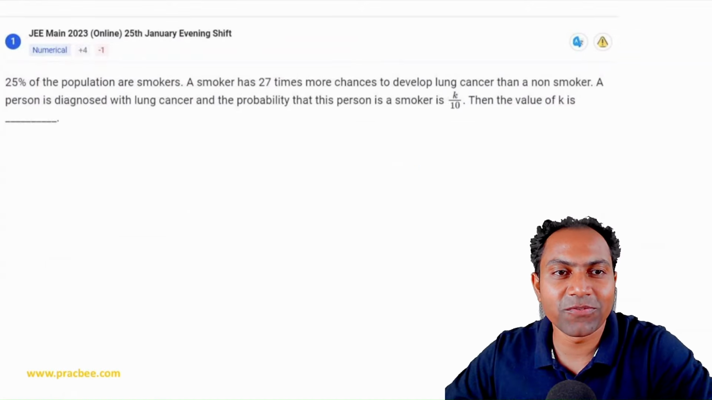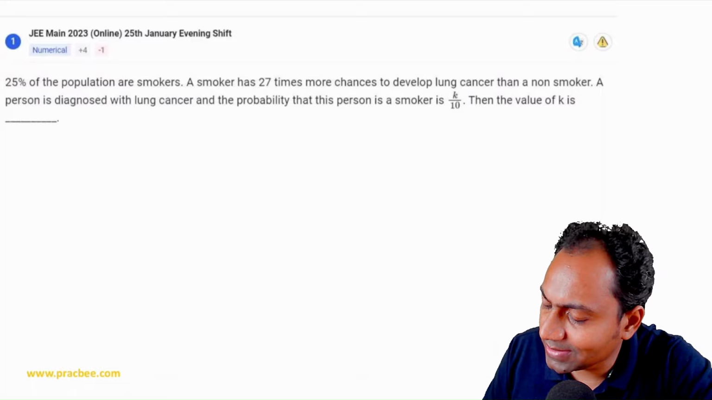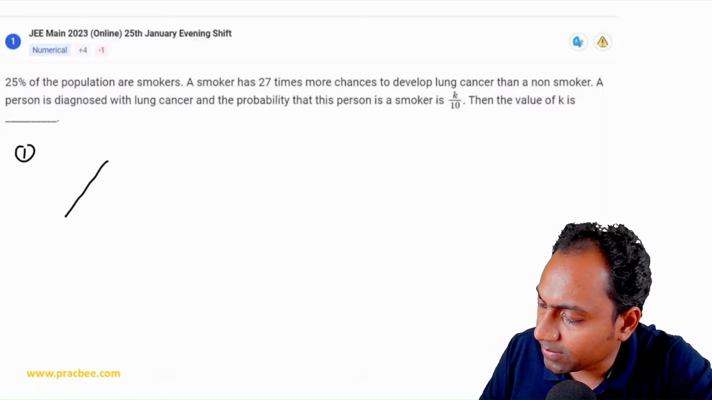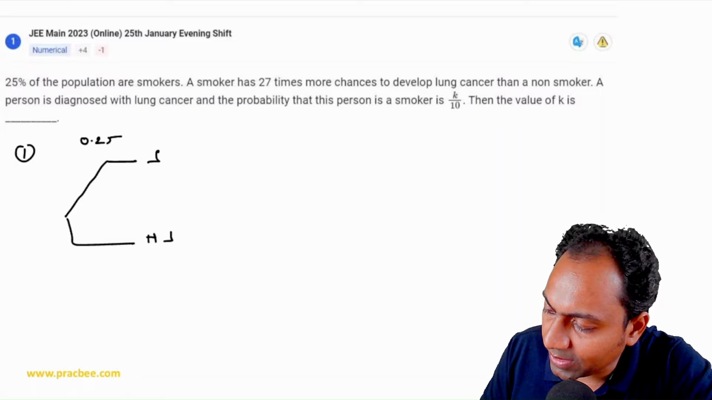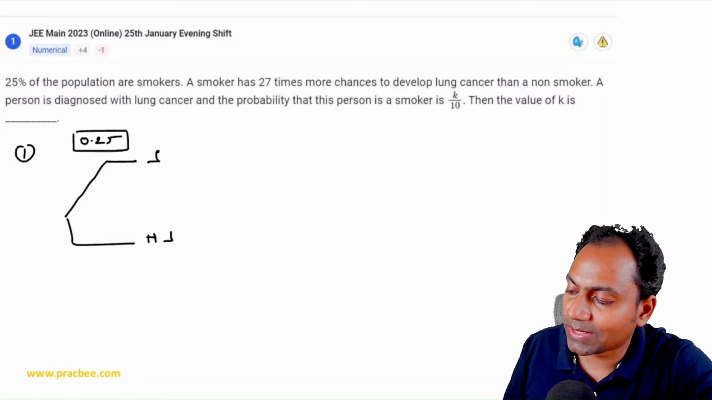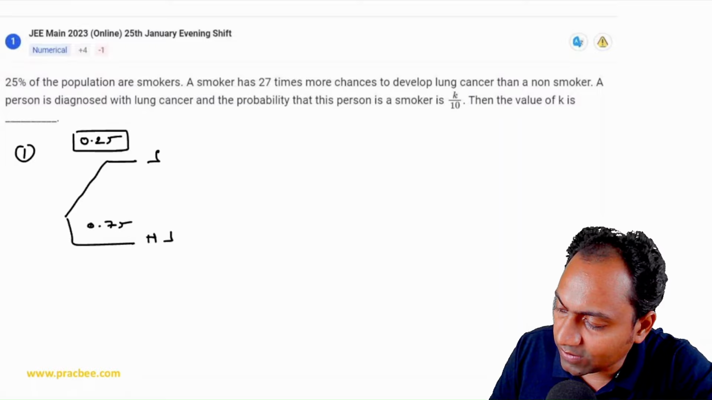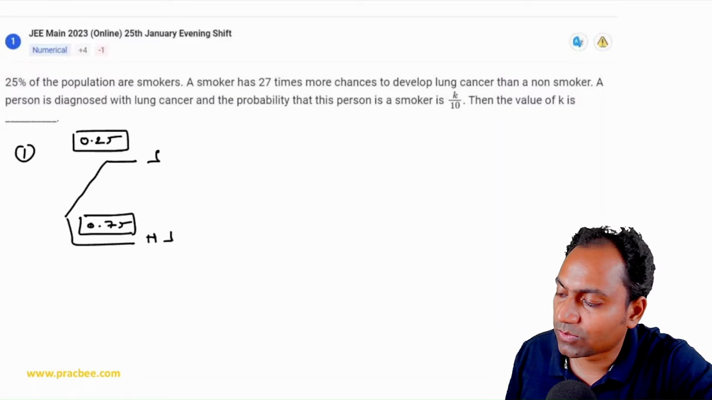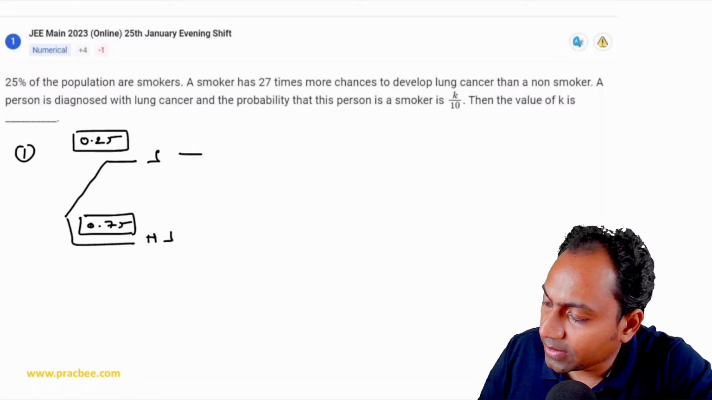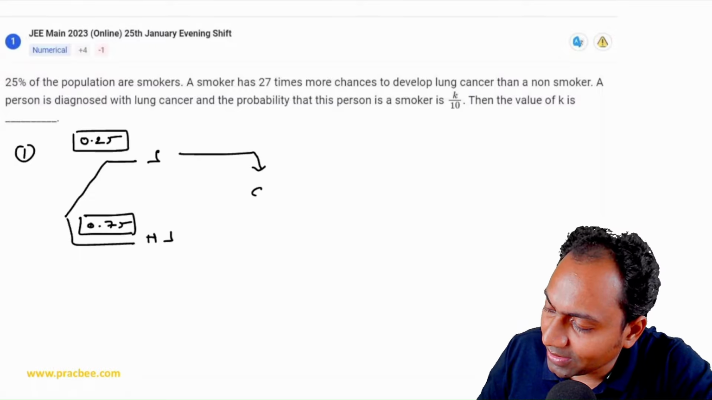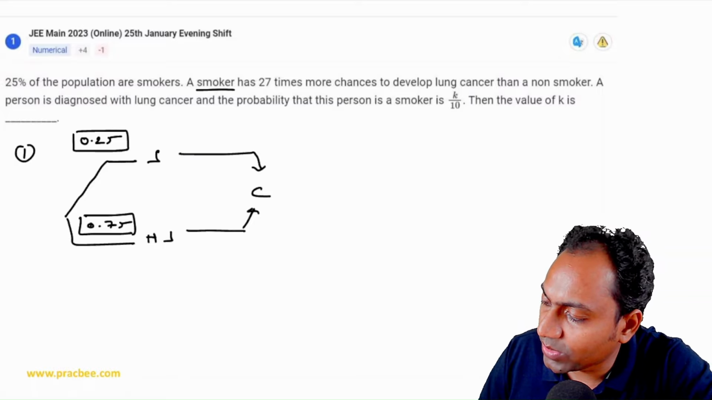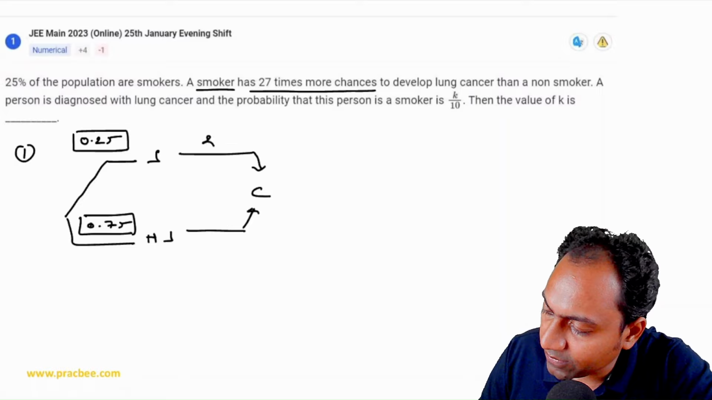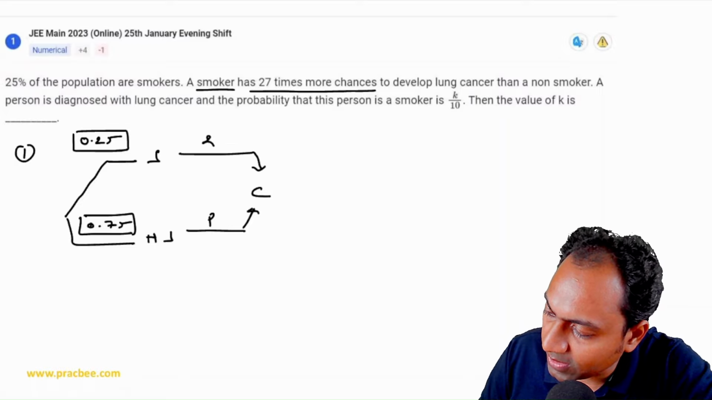Now again a very straightforward question based on Bayes theorem. What they're saying is, if I try and draw a tree diagram, there are two kinds of people, smokers and non-smokers. 25% of the population, or if I take a person, there is 0.25 probability that he is a smoker and 0.75 probability that he is a non-smoker. Then what they're talking about is getting cancer, or lung cancer to be very specific. So the smoker has 27 times more chances. If we take the probability as P, this will become 27P.